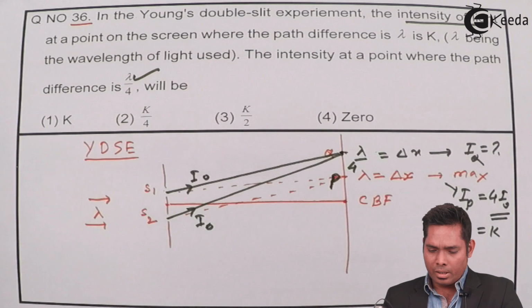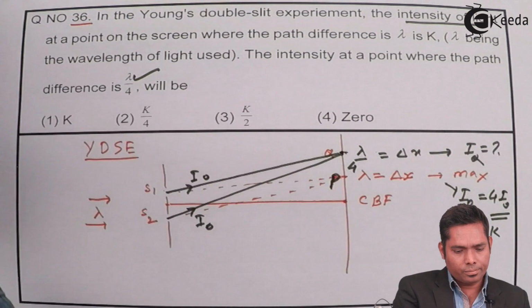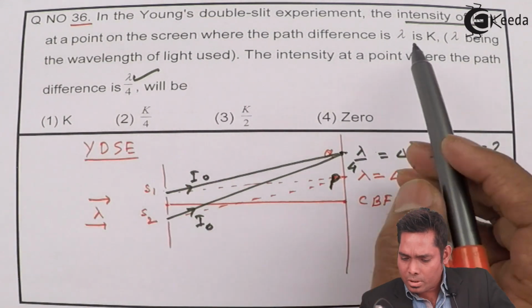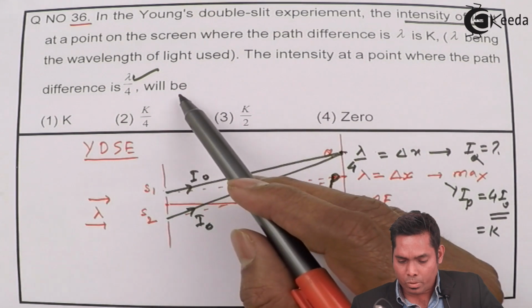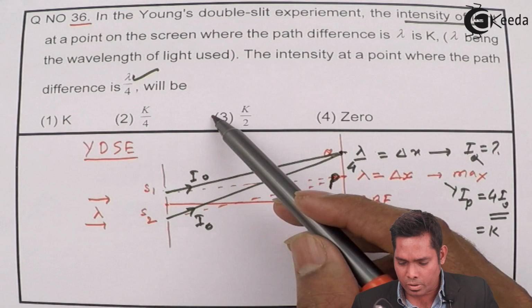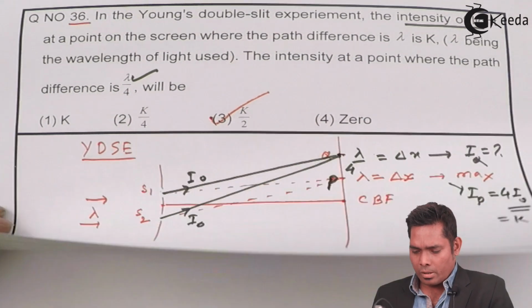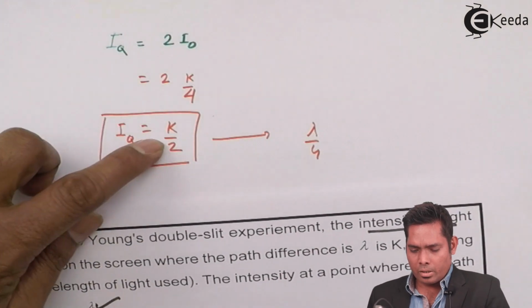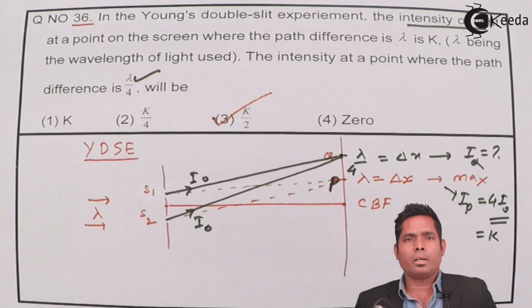If I see the options, the intensity at the point where the path difference is lambda by 4 will be K by 2, that we just got. So this is the answer to this question. Okay, this is K by 2 here, so that is the answer to the question. Okay, thank you.